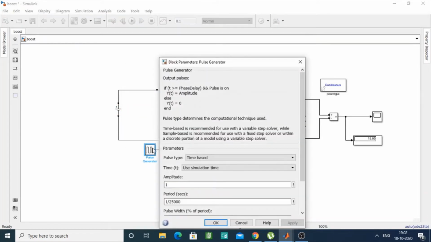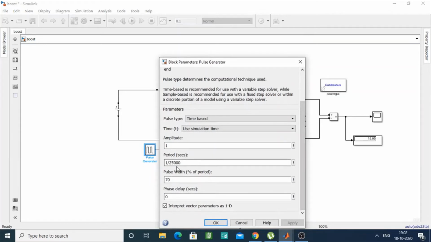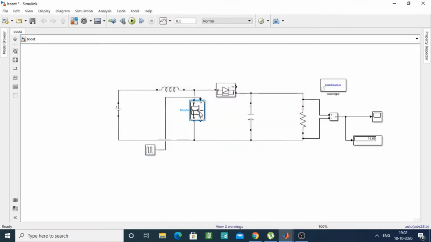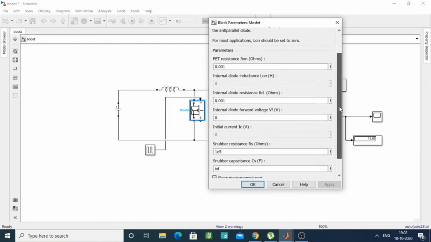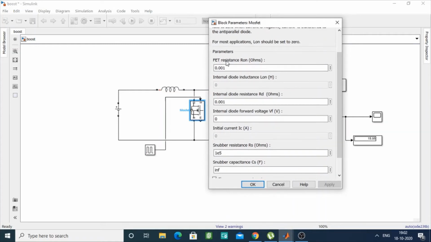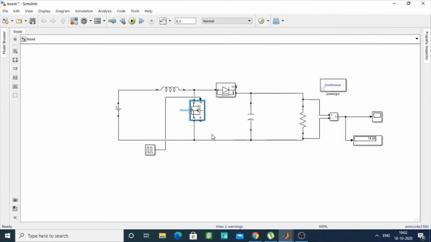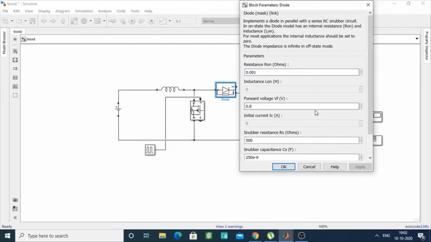This is a pulse generator, and the amplitude is 1, the period I've set to 1 by 25,000 seconds, and the pulse width is 70%. And this is a MOSFET that will be used as a switch, and for ideal conditions we have reduced the resistance as far as possible to 0.001, and other things are the same. So this is the diode, and everything is the same.